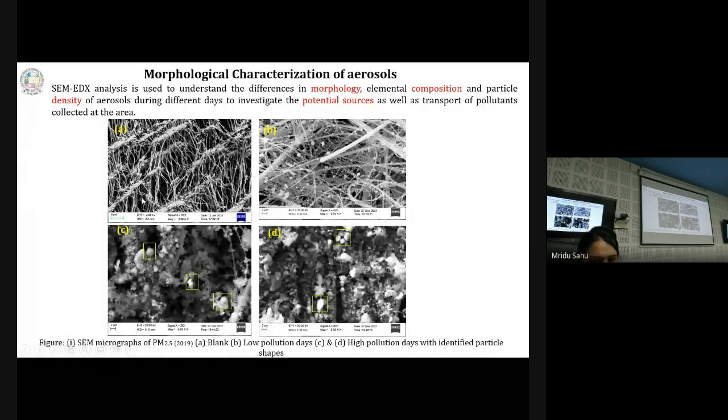So this first image is the image of a blank filter paper, which we use in the instrument. Then the second image, image B, shows low pollution days, where you can see very little particulate matter present over the filter paper. Whereas the last two images show that they are highly polluted. These are the filter papers from very highly polluted days, when this pollution occurs.